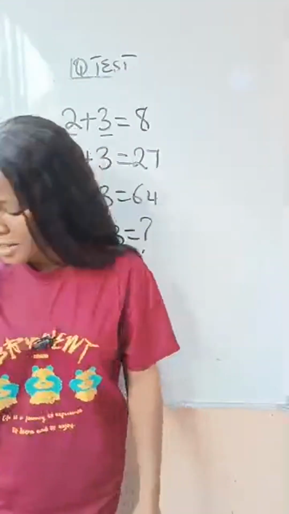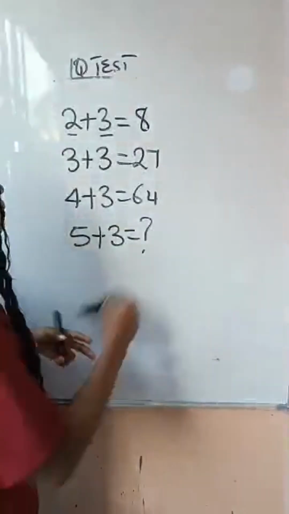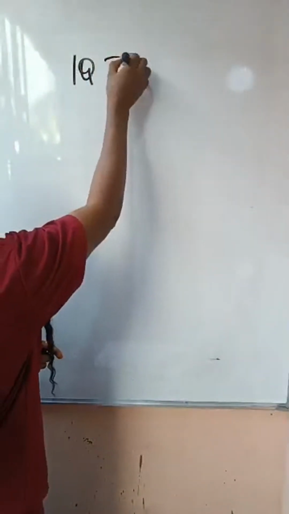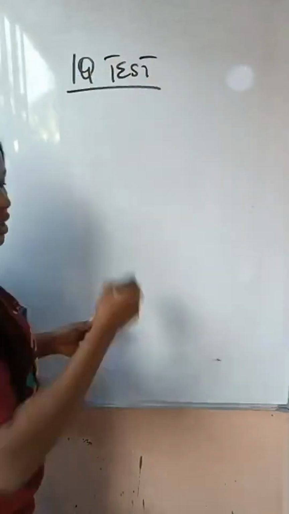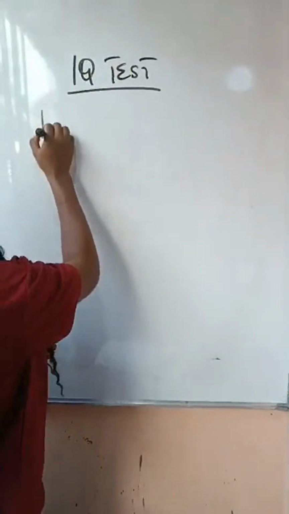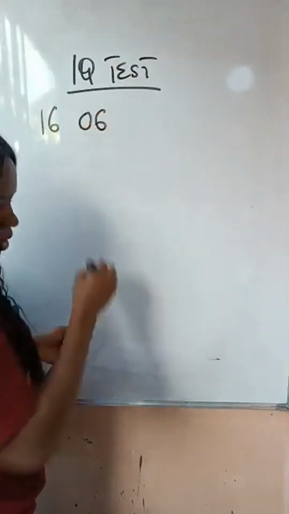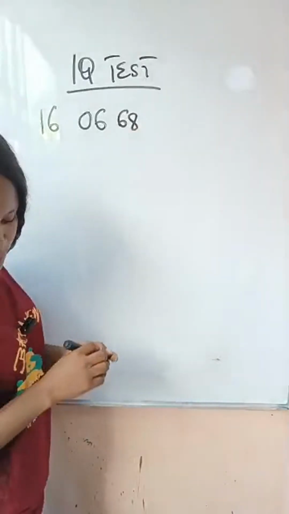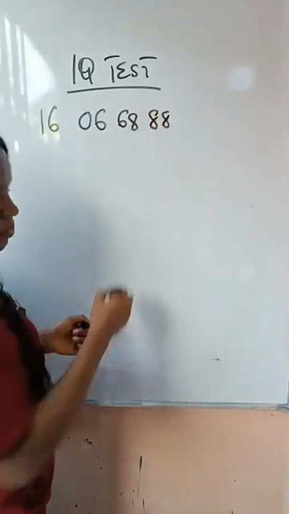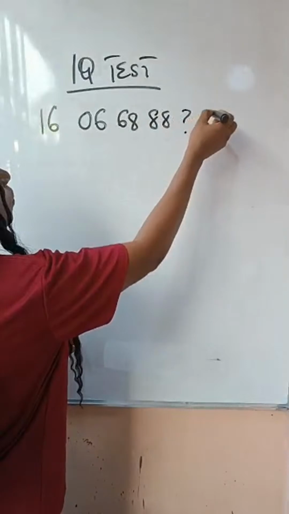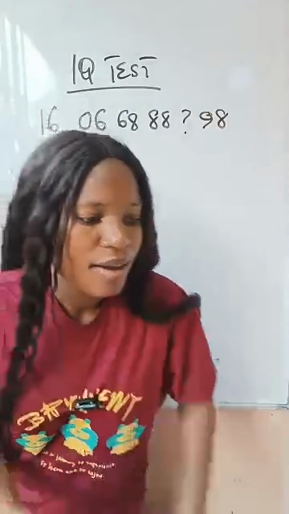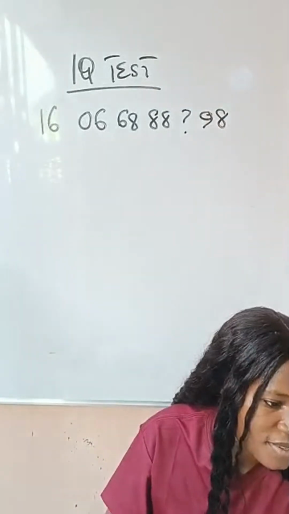Now, this particular question, I've asked it before, and I must tell you that this is not easy. It says, what is the next number in the sequence? We have 16, we have 06, we have 68, we have 88. Then what will be here before 98?